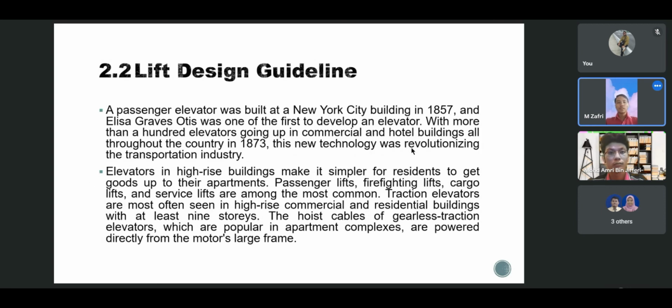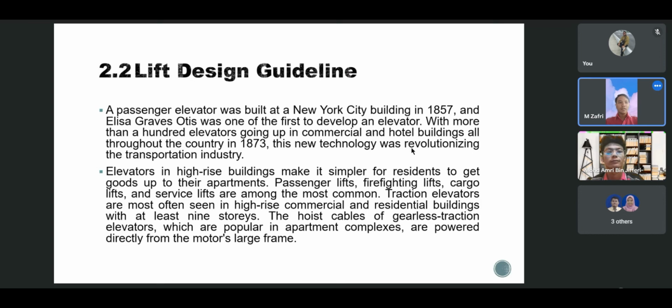Okay, 2.2 is lift design guideline. A passenger elevator was built at a New York City building in 1857, and Elisha Graves Otis was one of the first to develop an elevator, with more than 100 elevators going up in commercial and hotel buildings all throughout the country in 1873.